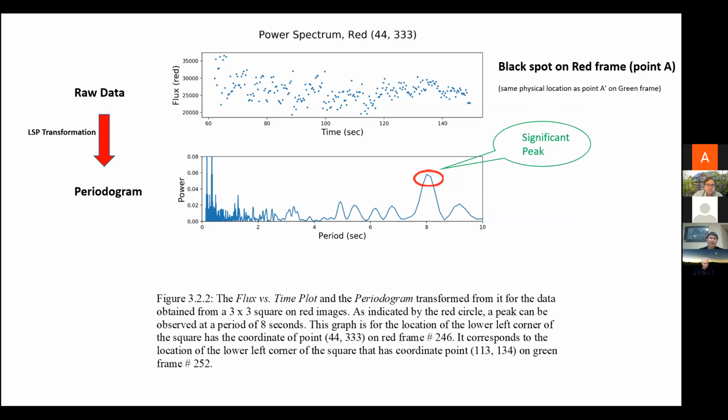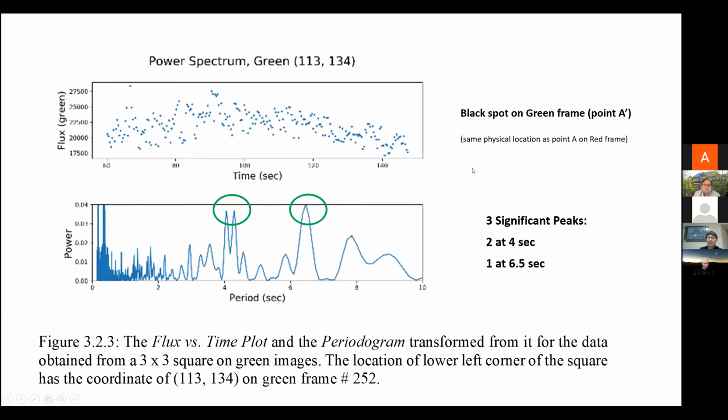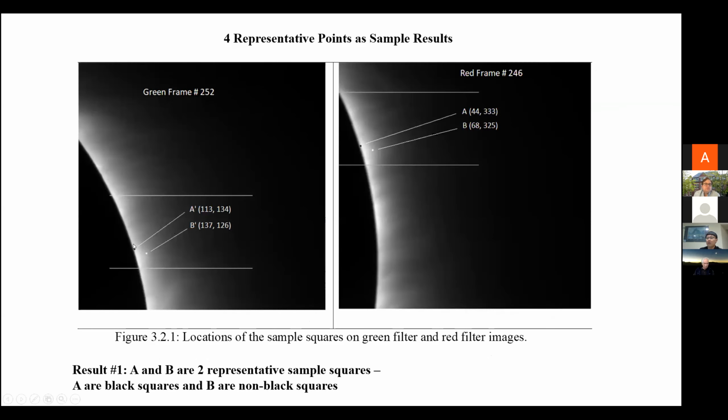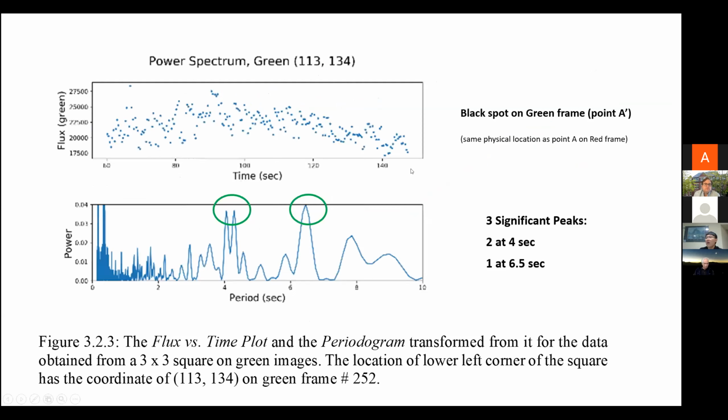So we see here an example of the power spectrum. The top graph is the flux versus time plot, and that's raw data. The bottom graph, after we perform the LSP transformation, is the periodogram. Here we do see a significant peak after the LSP transformation, at a period of around 8 seconds. The same with the green. This is actually A prime, over here on a green frame, and we see 3 significant peaks here, 2 at 4 seconds and 1 at 6.5 seconds.